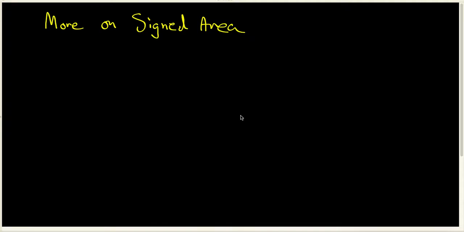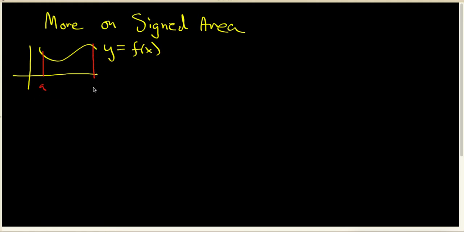In this video, I want to continue looking at the definition of the definite integral in terms of signed area. So I basically want to start by looking at some pictures. If I happen to have a function that is like this, y is equal to f of x up here, and I have x is equal to a here and x is equal to b here, this particular chunk of area is said to be the integral between a and b of f of x dx.